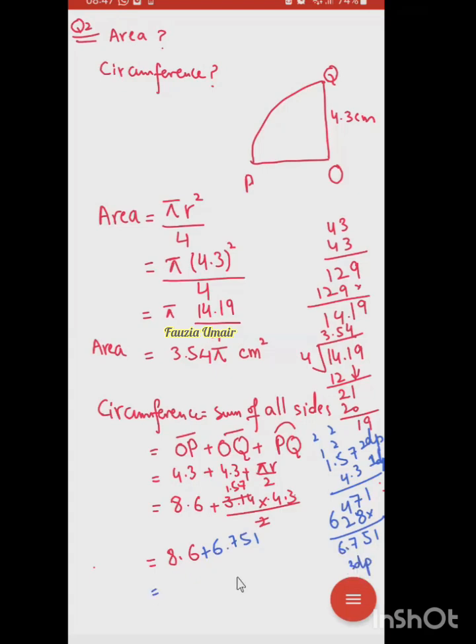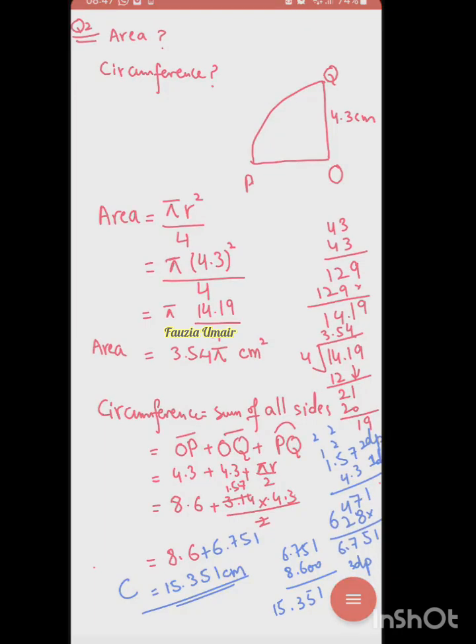So now you can simply add 6.751 and 8.6. While adding decimals, we keep the decimal under the decimal. It would be 8.6, padding with zeros, and then do the operation. 1, 5, 13. So 14 and 15. So the answer is 15.351. Right? And because circumference is a length, the unit would be centimeter. I hope this is clear.